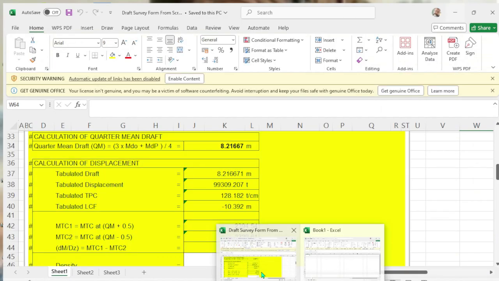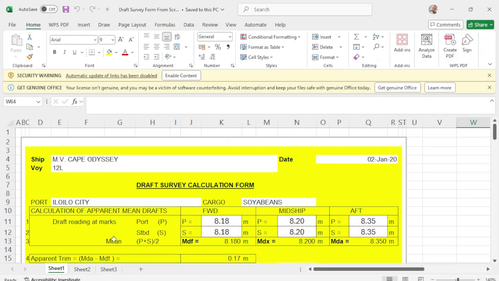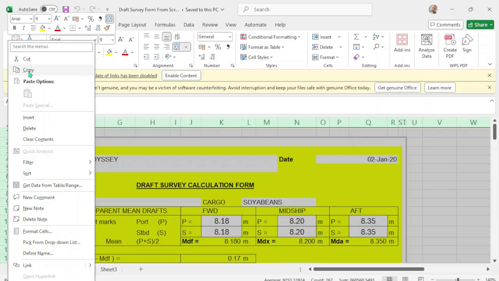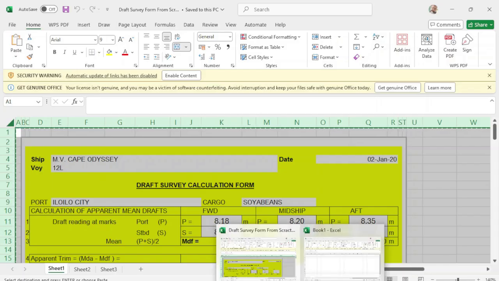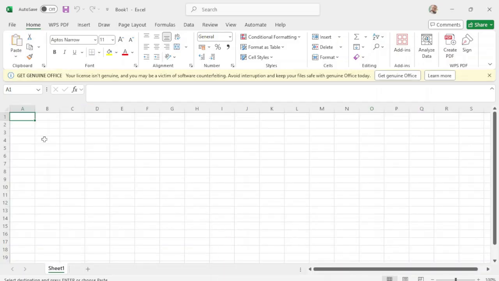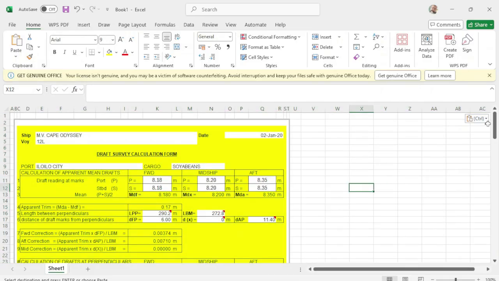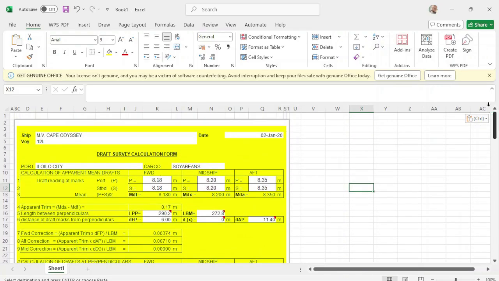Let's say this is already a form sheet. What you do is you click here and right click and copy. Okay, it's highlighted, now it's copied. Then you go to your blank sheet and paste it here at the same corner. Now you have already copied the form for the initial draft survey.